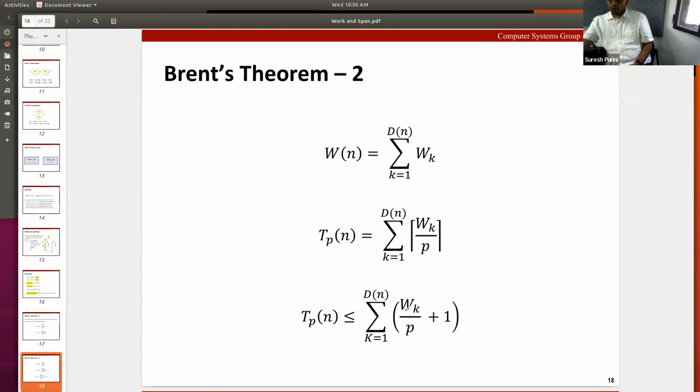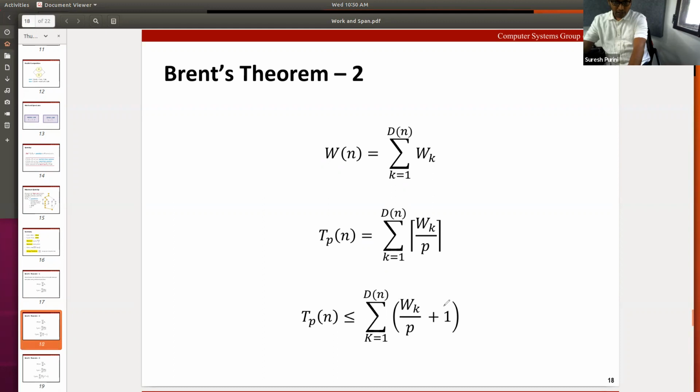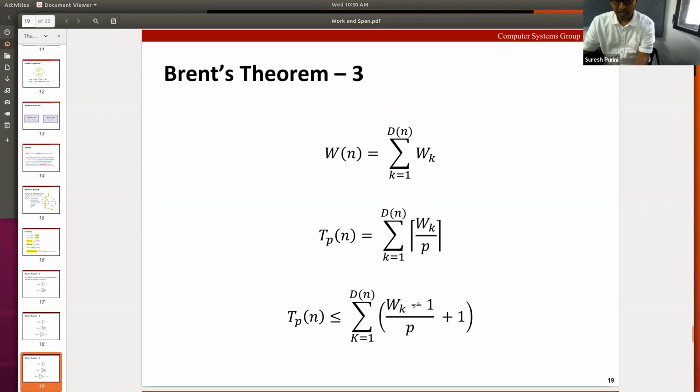When we simplify this summation, what do we get here? This is equal to what? In the numerator, all the wk's get added up and we get a W, and then the denominator will have a p, and then this one goes for d times. Actually, I think I made a mistake. This should not be equal to wk by p. This is wk minus 1 by p. When you remove this ceiling, the inequality is wk minus 1 by p plus 1.